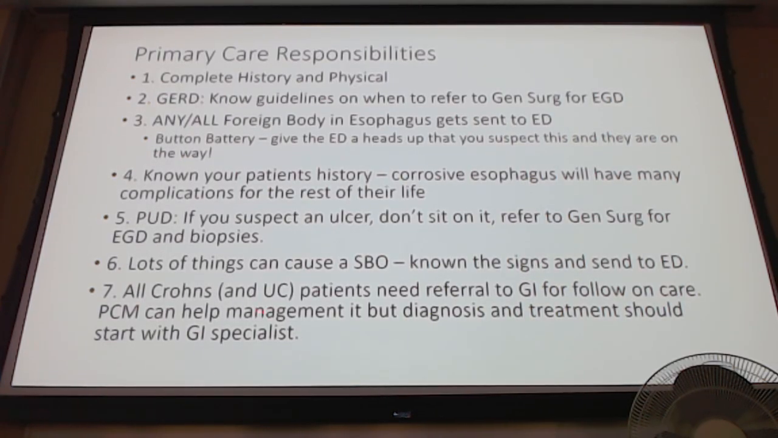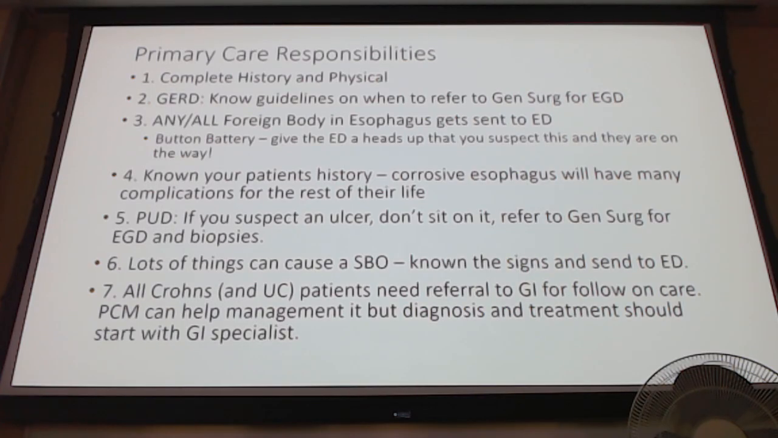Okay. Crohn's, UC patients need to be referred to GI for follow-on care. Okay. You, as a PCM, can help manage it, but diagnosis and treatment should start with a GI specialist. That's not Gen Surg. Gen Surg only gets involved when we need to take stuff out. Okay. When they have a stricture, when they have an ulcer that's bleeding.